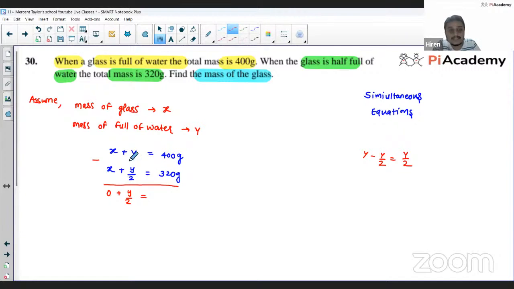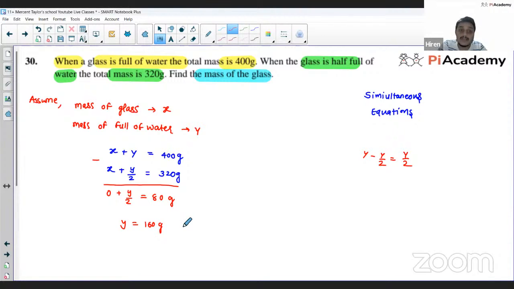Now look at the right side. We are doing the subtraction: 400 minus 320. It means 80 grams. So from here, Y by 2 equals 80 grams. What it means is Y should be double that, and that is nothing but 160 grams.